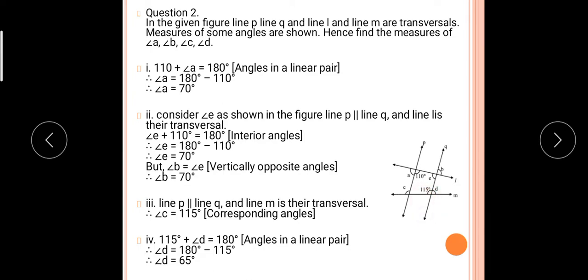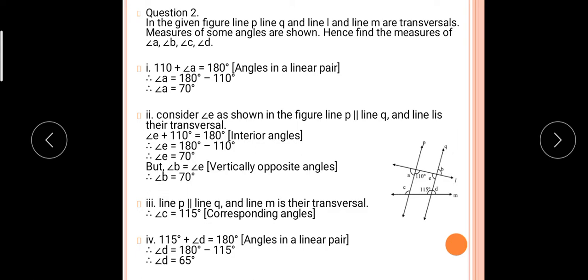Corresponding angles are congruent when P and Q are parallel lines and M is a transversal. Angle C with angle 115 is a corresponding angle, and therefore they are of equal measure, and therefore angle C is equal to 115 degree.